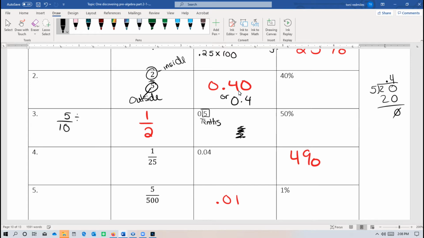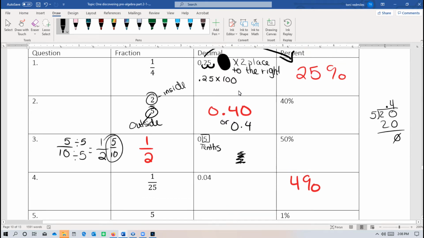Well, I know that 5 can go into both top and bottom here. 5 goes into 5 one time and into 10 2 times, and that is how I get the fraction 1/2. If you put 5 over 10, I'm not necessarily going to say that's wrong because it's technically a right answer, but I would like the reduced answer.